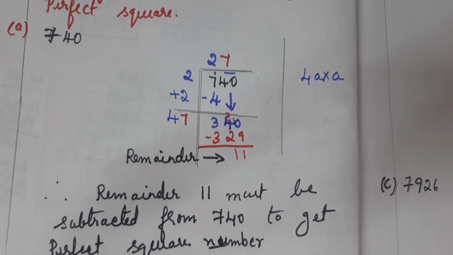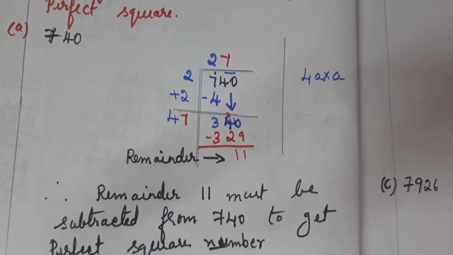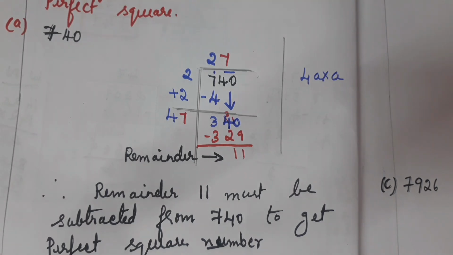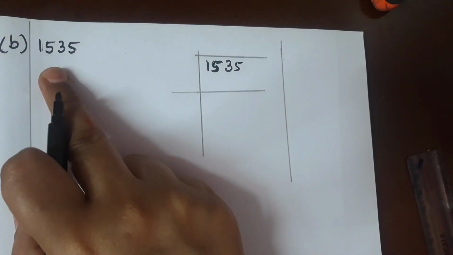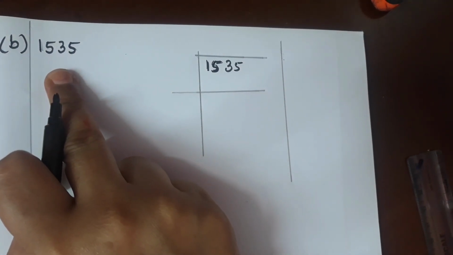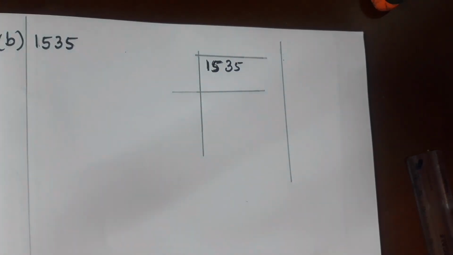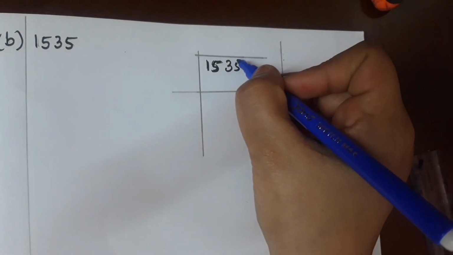740 minus 11: 11 must be subtracted to make it a perfect square. Next number is 1535. Now we have to find the square root of this, and we have to check which number must be subtracted.